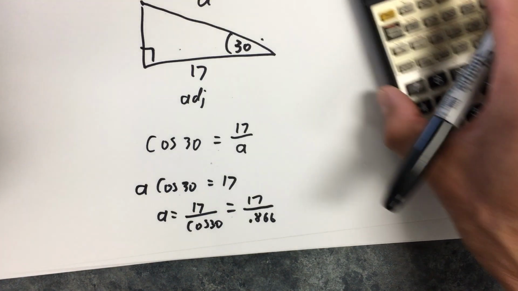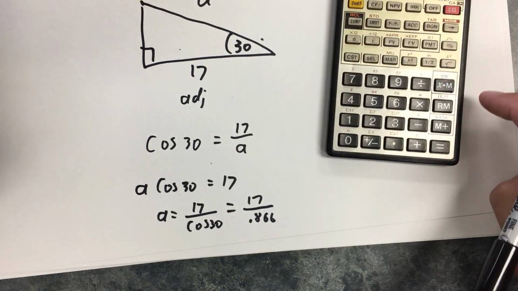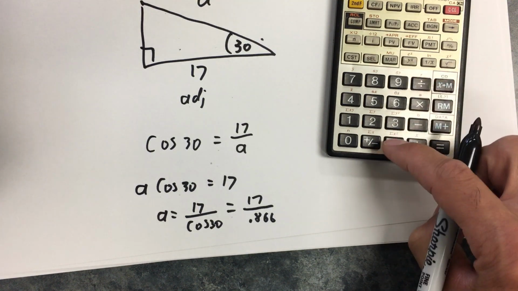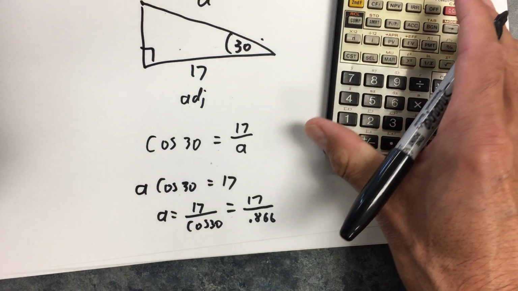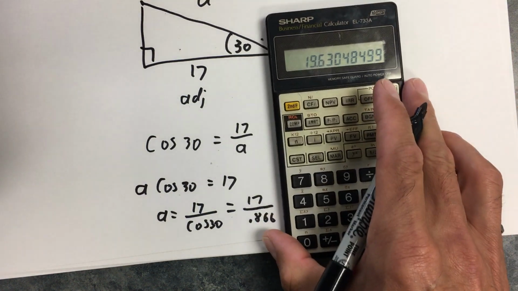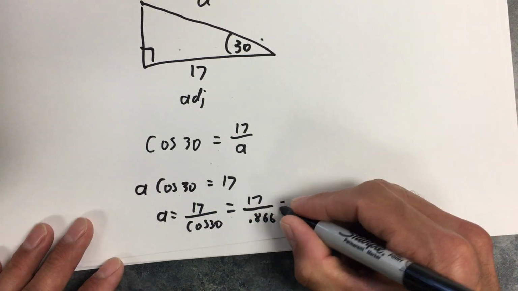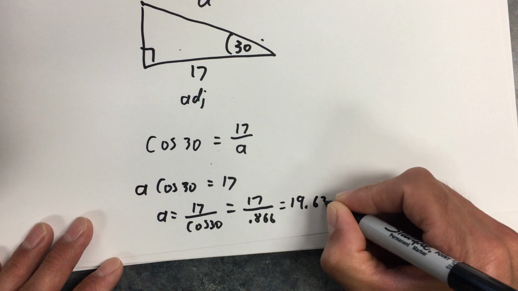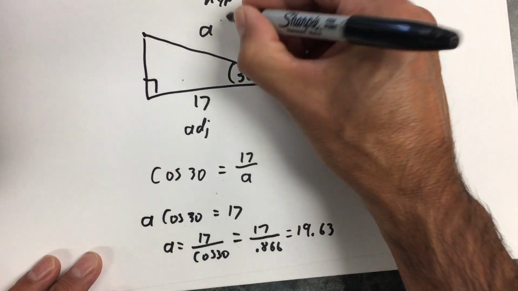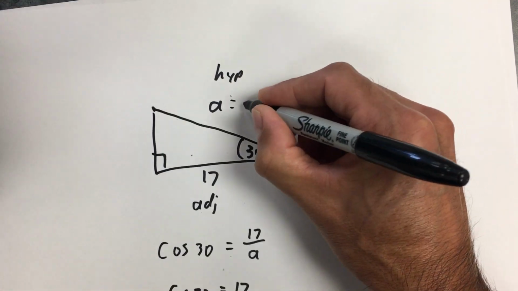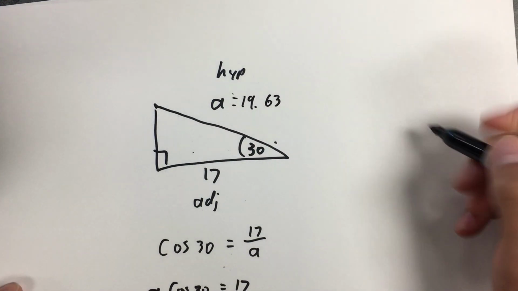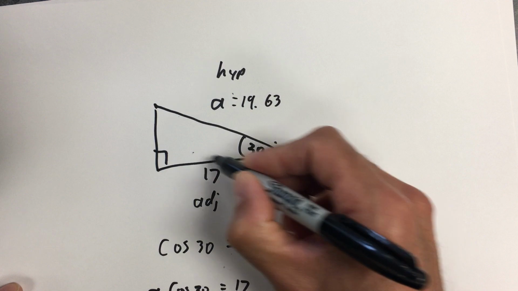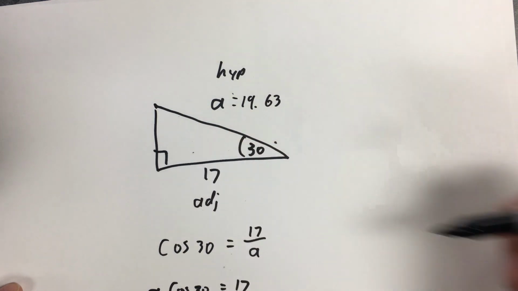I'll go ahead and do that division now. 17 divided by 0.866 is 19.63. So this side length here is 19.63. And a good quick check, the hypotenuse must be longer than each of the other two sides.